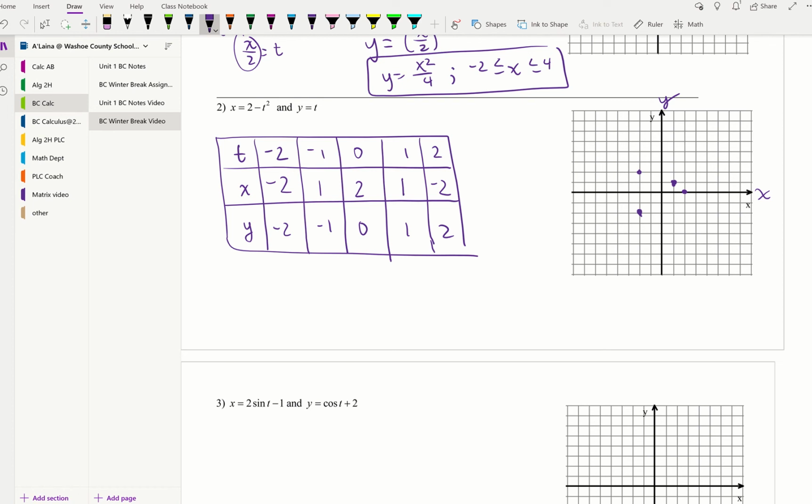And let me just check my points again. All right, so -2, -2, 1, -1. I still plotted that wrong. I'm doing awesome. 2, 0, 1, 1. There we go. All right, now I've got my points plotted correctly. So what this ends up looking like, and I could plot some more points if I wanted to, but this one ends up looking like a sideways parabola.